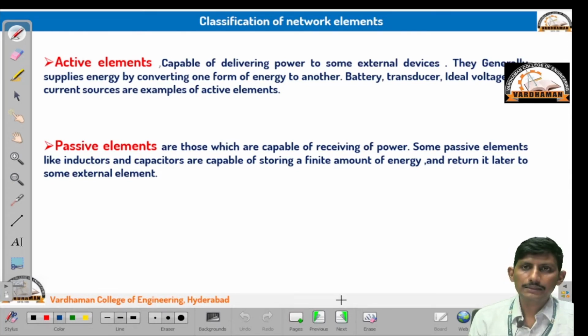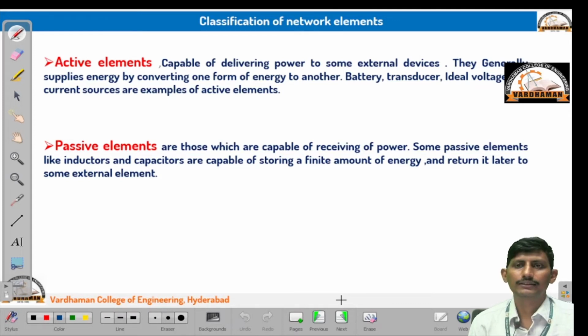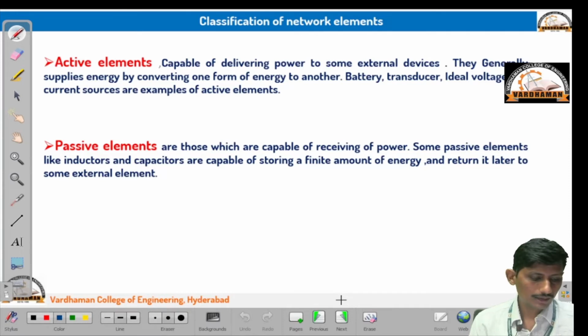The next category is passive elements. Passive elements are those which are capable of absorbing power or receiving power. Some passive elements, inductors and capacitors, can store energy and deliver it back when necessary, or they can release the stored energy. However, they are storing it in the same form of energy, that is electrical, either electrostatic or electromagnetic. They are not converting the form of energy. So, these elements are passive elements.